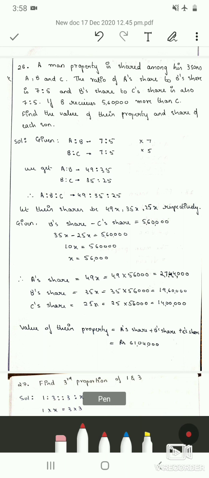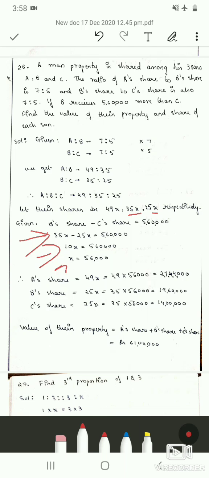In the question they have given that B's share is 5,60,000 more than C's share. So what does that mean? B's share minus C's share is equal to 5,60,000. So B's share is how much? 35x. So 35x minus C's share, which is 25x. When you subtract, you'll get 10x is equal to 5,60,000.